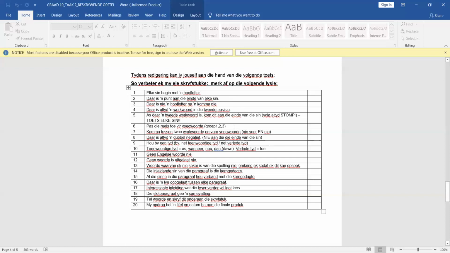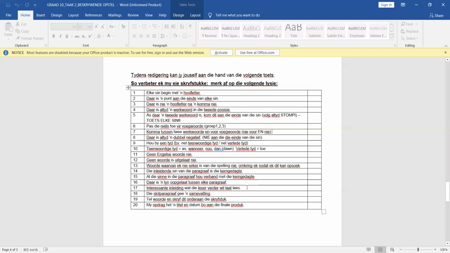Okay, you need to fit the rules for voegwoorde in group 1, 2, and 3. I'll do another little video on how to do that. Voegwoorde or conjunctions. Now you get three different groups. Each group has its own rule. Once again, I sent a work package home with my students. They've got all that information. It was discussed in class, but I think I should do a video anyway on that.